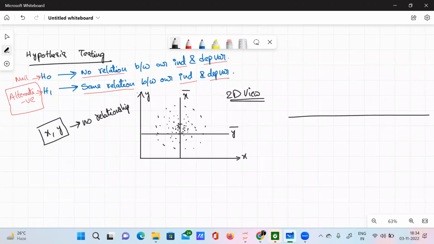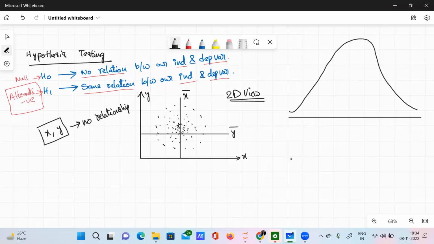For example, see, so this is the data, right? So this is the data, and so this is the data. This is not the three-dimensional view. I'll be drawing the three-dimensional view in a few more minutes, but just have a look here.